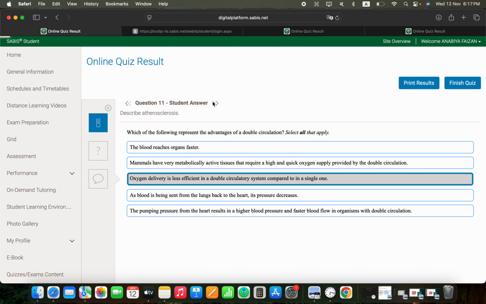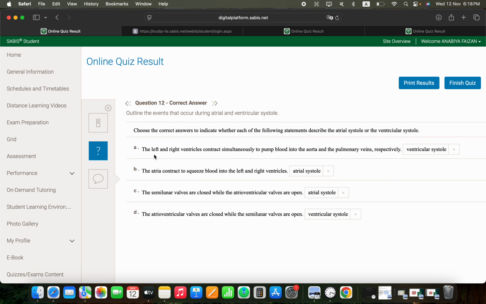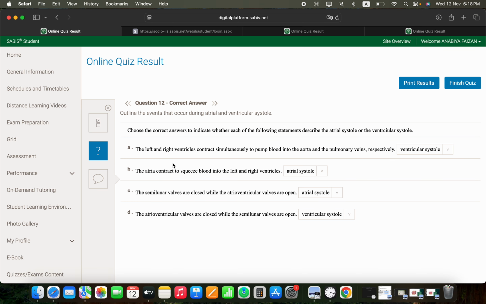Then moving on. This is a question many people get confused with. This may come in the exam either like this or in a different way. Starting with part A, the left and right ventricles contract simultaneously to pump blood into the aorta and the pulmonary artery respectively. This is the ventricular systole.